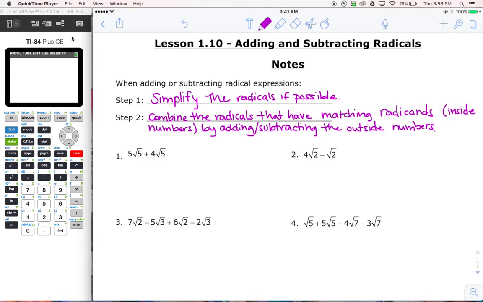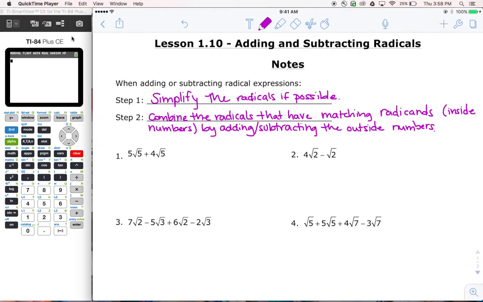All right, today's notes are on how to add and subtract square roots, or radicals, we can call them. Go ahead and pause the video and copy down the first two steps. All right, now that you've copied down the first two steps, we're going to do the first two examples, which are very, very simplified.